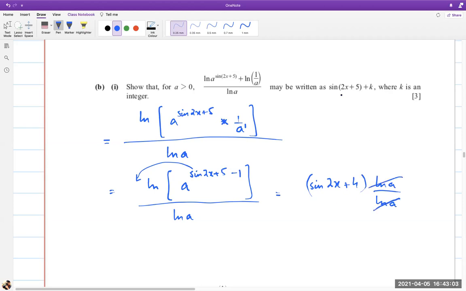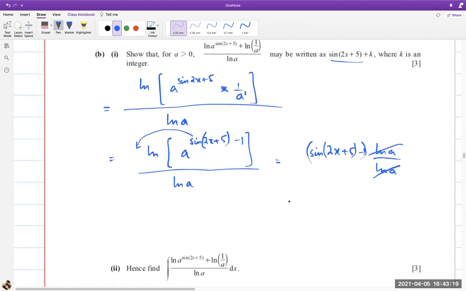And even if you want to write it like this, so wait a minute, my bad, it's not sine 2x plus 4, the minus 1 will stay there, because you see this is in parentheses. So 2x plus 5 minus 1. Okay, that's how it works. So yeah, we have written it. K is minus 1. So sine 2x plus 5 and k is minus 1.